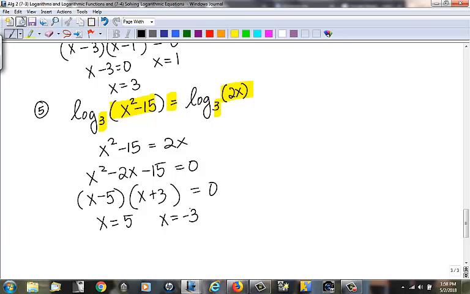If you put that in, 5 squared would be 25, minus 15 would be 10, that'd be a positive. 2 times 5 would be 10, that'd be a positive. Put negative 3 in. Negative 3 squared would be 9, minus 15. Nope, that's going to be negative, so this one you got to reject. You can't end up taking the log of a negative number. So your only answer would be 5. Okay? Okay, questions on any of that?